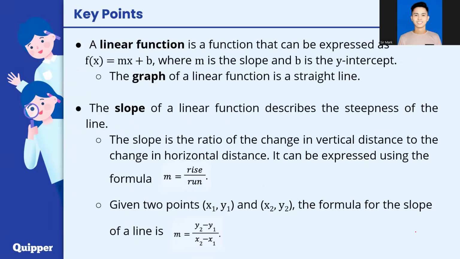Again, a linear function is a function that can be expressed as f of x equals mx plus b, where m is the slope and b is the y-intercept. As we graph any linear function, its graph is a straight line. So whenever you plot all of the points, ordered pairs, you can always produce a straight line as the graph of any linear function. The slope of the linear function describes the steepness of the line. It is also the ratio of the change in vertical distance to the change in horizontal distance. Yun yung tinatawag na rise over run. We have the formula for the slope, y sub 2 minus y sub 1 divided by x sub 2 minus x sub 1.